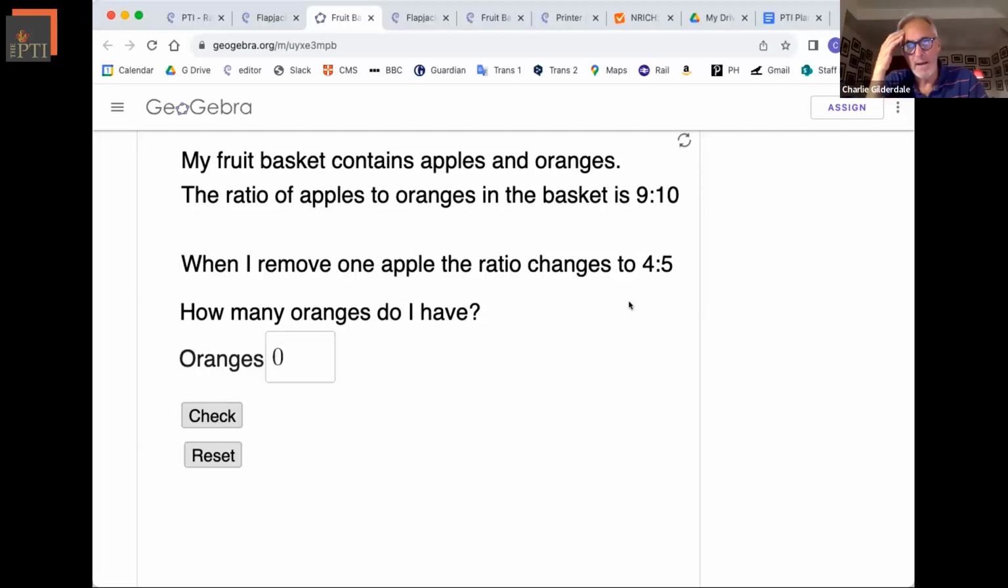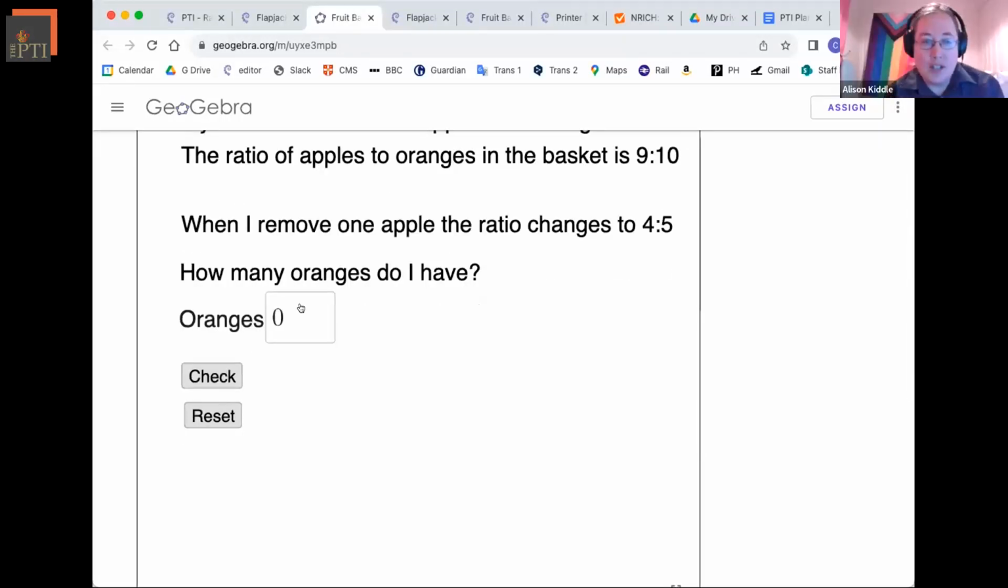Okay, so I agree, this is possibly an easy one. So I'm going to reset. And I think it's easy because 4 to 5 is equivalent to 8 to 10. And if I can move from 9 to 10 to 8 to 10 by taking one apple, then there's going to be 10 oranges. Why don't we just check what happens if you get it correct, though? Because I think I've built it so that it actually checks it. Yes, okay, good. This is correct.